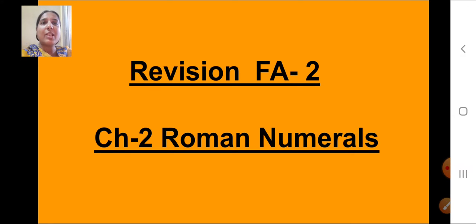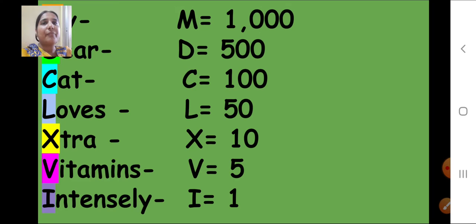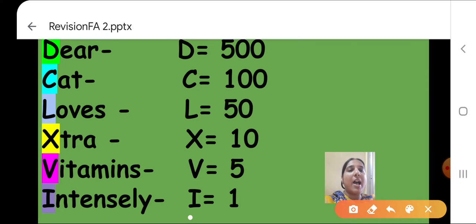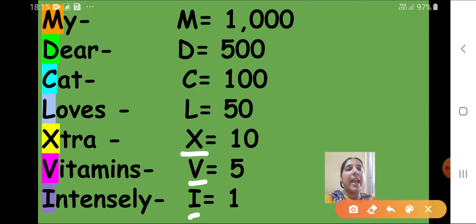So let's revise what we have learned so far. Let's revise chapter number 2, that is Roman numerals. Children, you already know that there are 7 letters in Roman numerals. Do you remember what those 7 letters were? Yes. They are I, V, X, L, C, D and M.